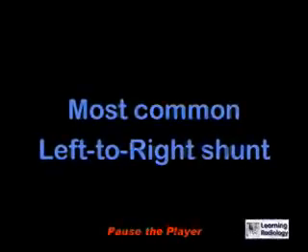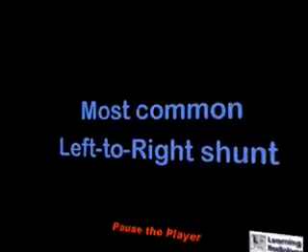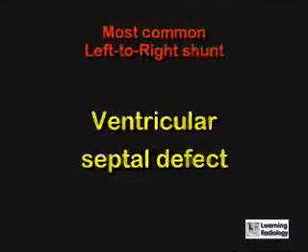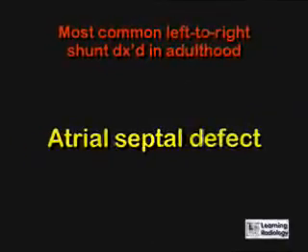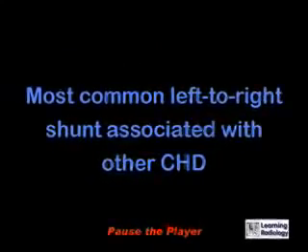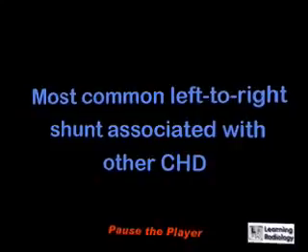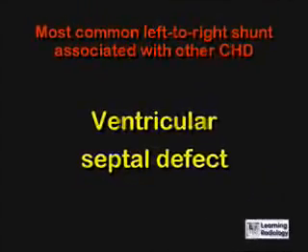What is the most common left-to-right shunt? A ventricular septal defect. What is the most common left-to-right shunt diagnosed in adulthood? Atrial septal defect. What is the most common left-to-right shunt associated with other congenital heart disease? A ventricular septal defect.